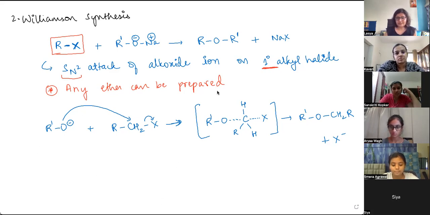So main points with this: any ether can be prepared, just choose the right reactants.